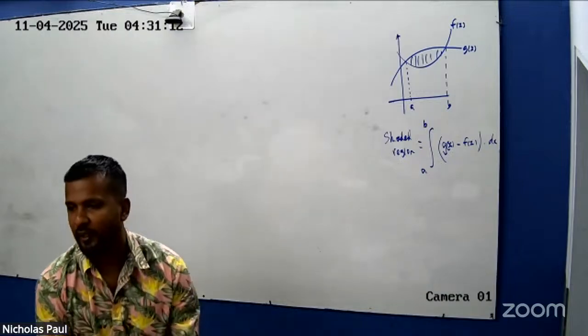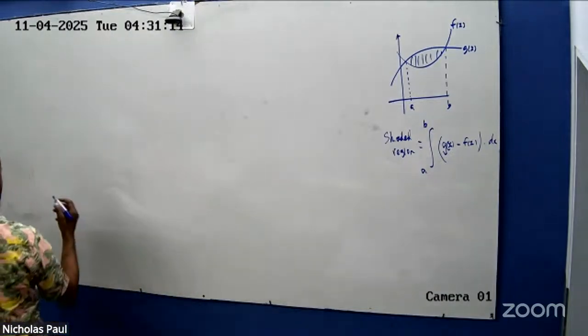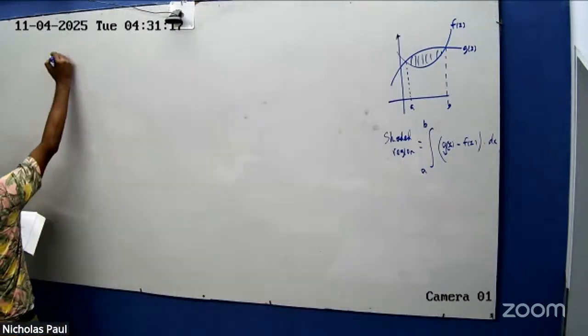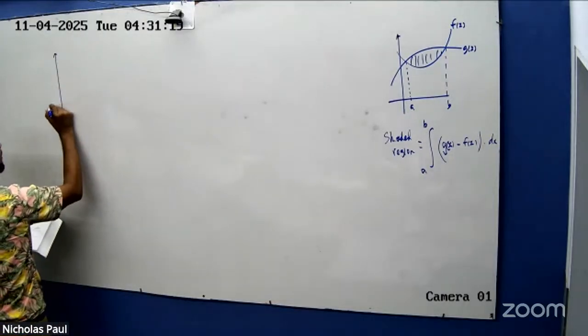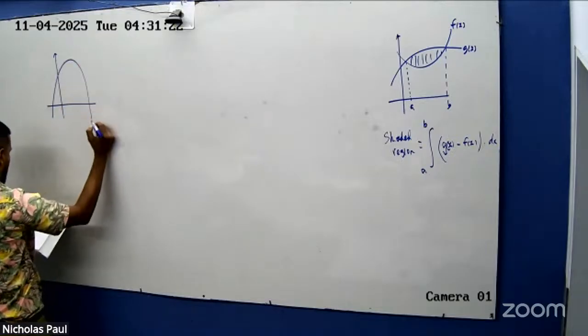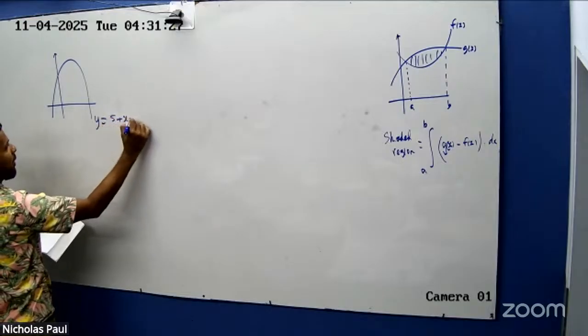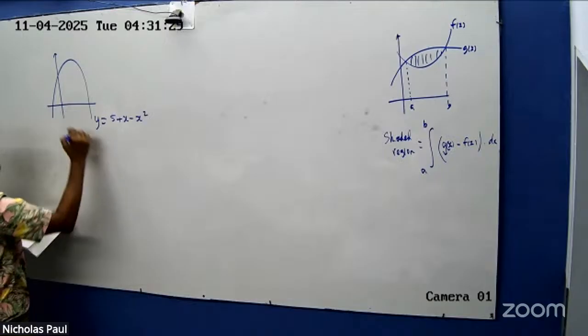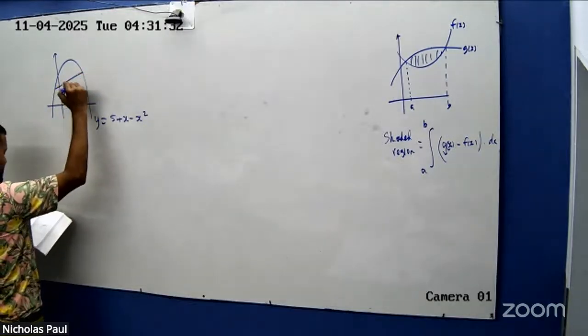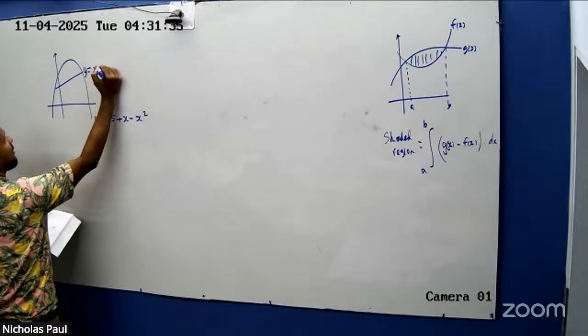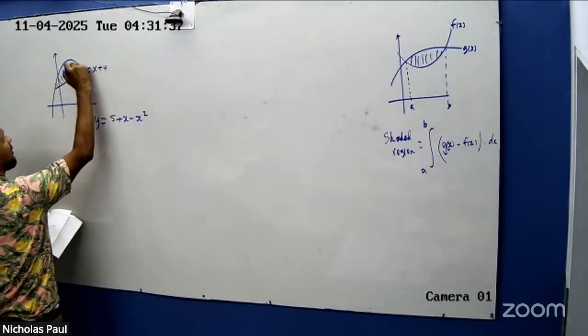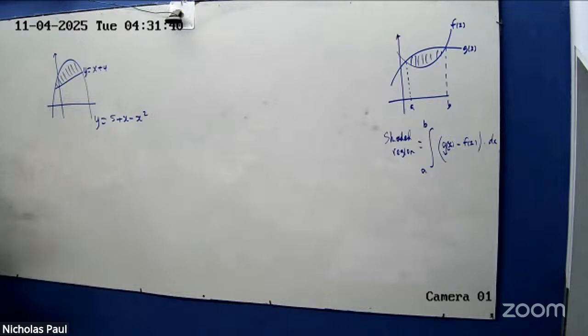Find the area enclosed by the curve y is equal to 5 plus x minus x squared, and the line y is equal to x plus 4.